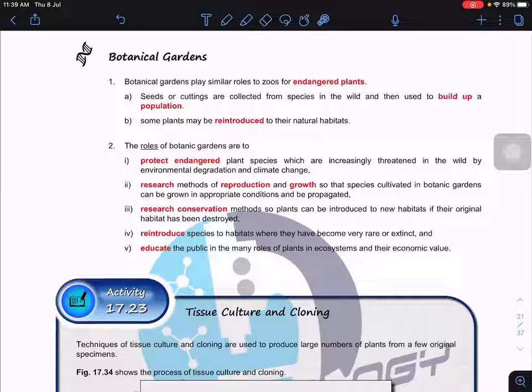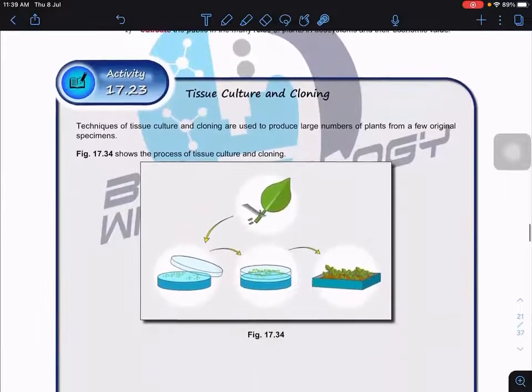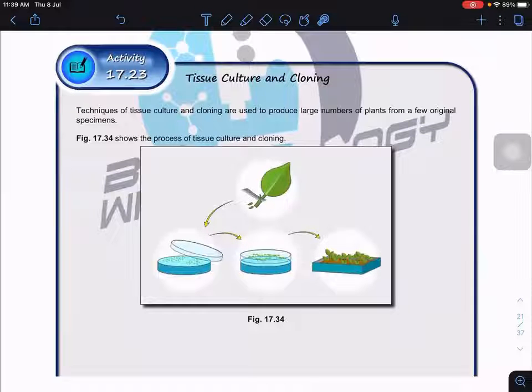So that's why we need to maintain the plant biodiversity. Okay, not only in terms of species, but in terms of the genetic diversity. So one of the ways we can do this, compared to the animal, where we have assisted reproduction, but for plants, how we do it, we can do tissue culture and also cloning.